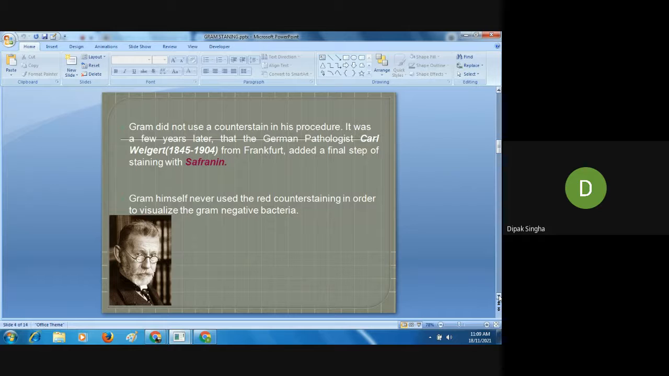It was a few years later that the German pathologist Carl Weigert added the final step of staining with the safranin. This safranin is called the counter stain. Why is it called the counter stain? Because the first stain is the crystal violet, that is called the primary stain. Then another stain you can use, that's why it is called a counter stain.